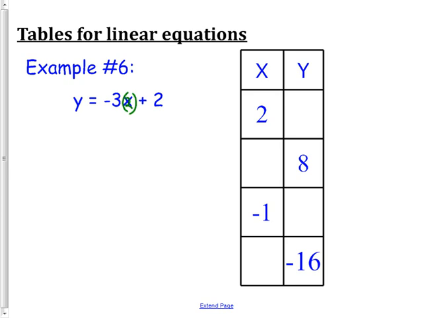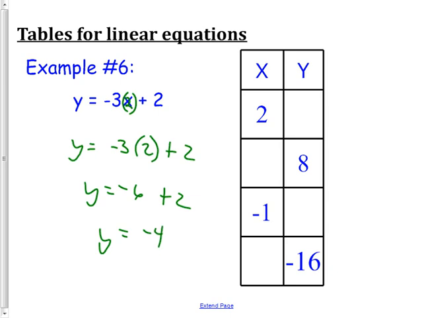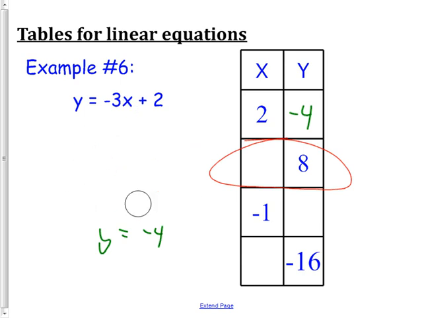So it's y equals negative 3 times 2 plus 2. And that means y equals negative 6 plus 2. And that means y equals negative 4. So really, they're just saying, stick in x is 2. On this one, what are they saying? Stick in what? 8 for y. So, do that and tell me what you get. Show it to me quick.